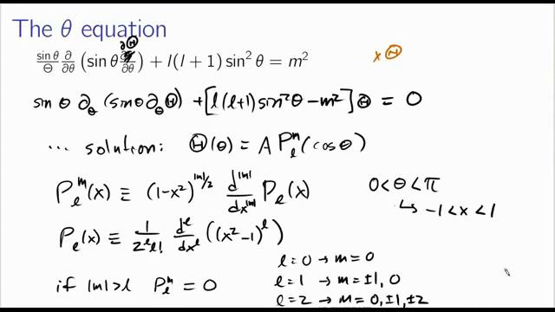That's what the patterns are looking like here. So we only have a restricted value set that's available for L and that's available for M. In particular, L is an integer and M is an integer that is between minus L and L.